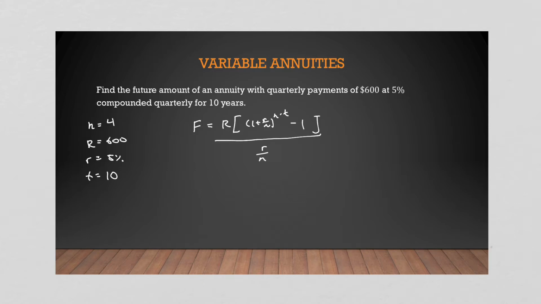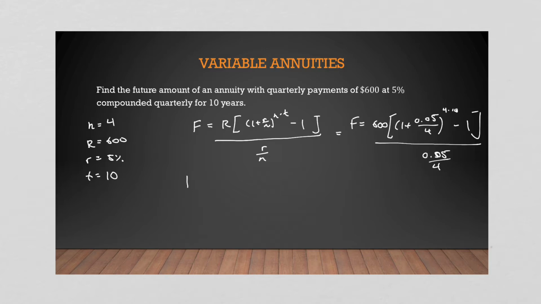Now for this one, if you're using your calculator, again, a bit of strategy. Let's plug in the numbers that we have. F is equal to 600, and then big brackets, 1 plus 0.05 divided by 4, to the power of 4 times 10. Sorry, wrong bracket. Minus 1, then close the bracket, and then all over 0.05 divided by 4. I would calculate a few of these out first, just to keep track of them and make your calculator work easy.